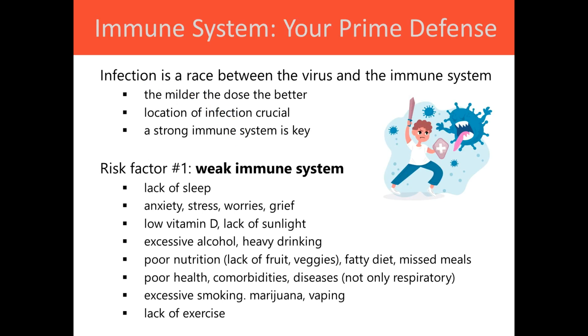Lack of sleep could be one cause of a weak immune system, as well as anxiety, stress, worries, and grief. Low vitamin D, like if you don't spend much time in the sun, excessive alcohol, heavy drinking, and poor nutrition, also very important: lack of fruit and veggies, so eat your veggies, a fatty diet, missed meals. Poor health and comorbidities, diseases: they don't have to be respiratory, any disease really weakens your immune system. Excessive smoking, lack of exercise. So these kinds of things make your immune system weak, and then when this virus appears and tries to attack you, you have much fewer defense mechanisms.